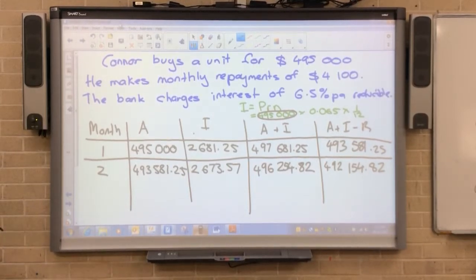Are there any questions about that? Do you reckon you can try one on your own? Alright, let's look at exercise 103. Give it a go.